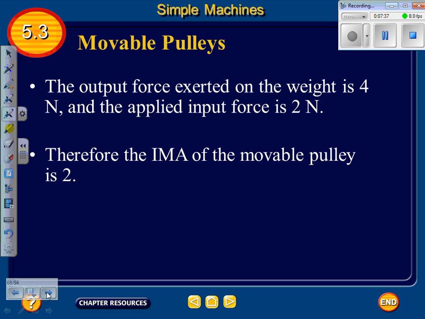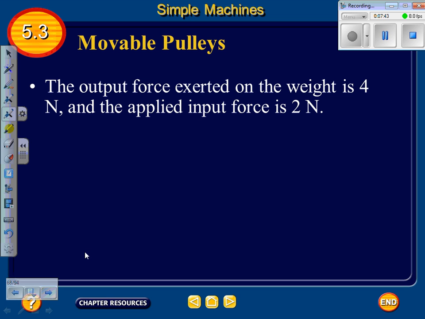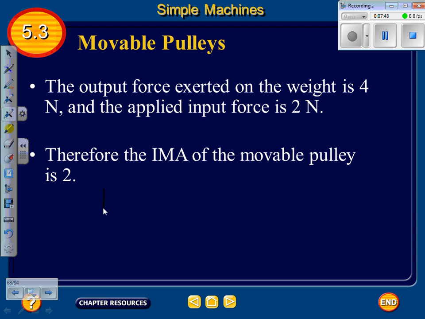The output force exerted on the weight is 4 newtons, and the applied force is 2. Therefore, the IMA of the movable pulley is 2. And we can do the math for you. IMA equals output force divided by input force. So the ideal mechanical advantage of a movable pulley in that example is 2.